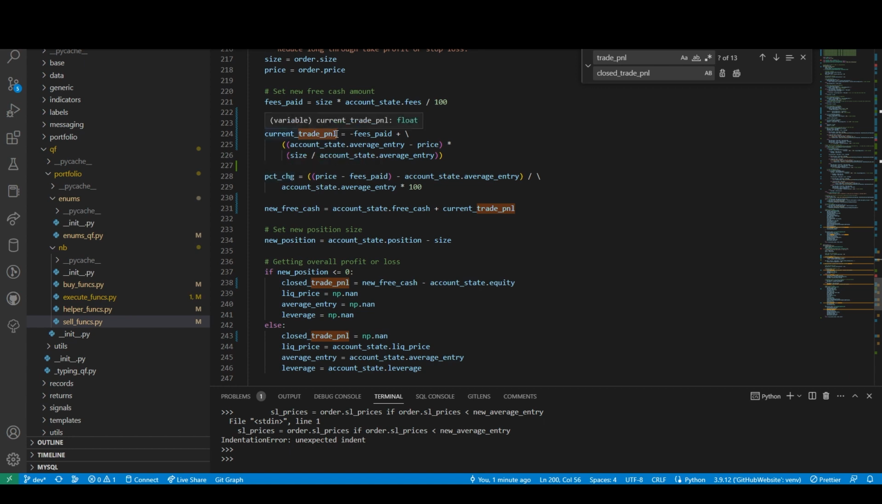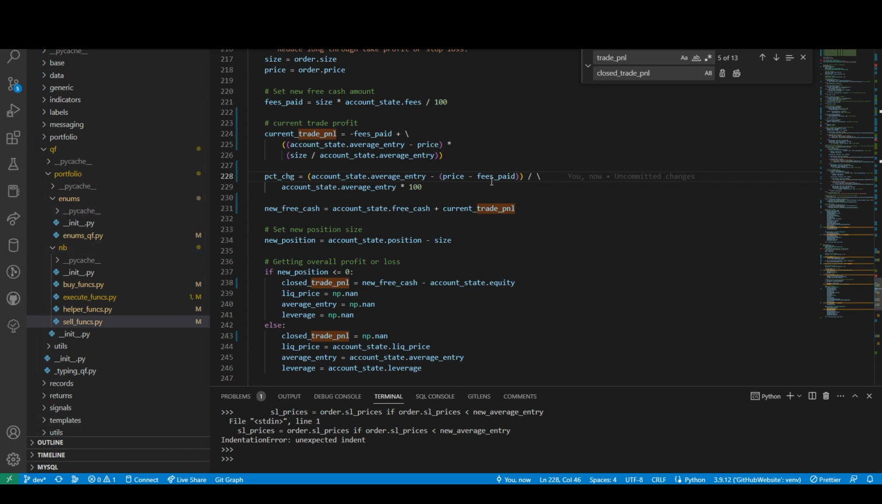The only thing, oh okay, I think we have to do the percent change. So price minus paid fees minus this. So we have to take our average entry minus our price minus the fees paid. Minus fees paid or plus fees paid? Your average entry minus price. Why are we subtracting the fees?